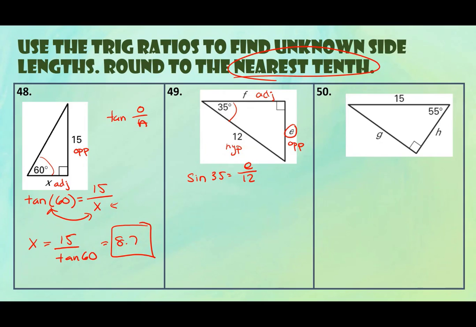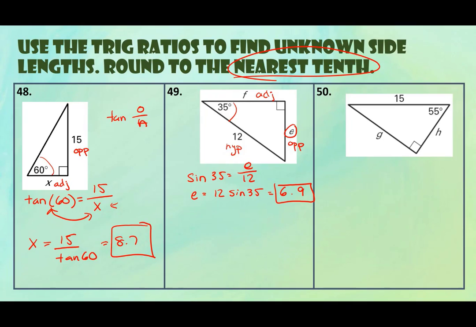Now, because the x is up high, and in this case the x is just the variable, we're going to multiply. So E is going to be equal to 12 times sine of 35, which you can put directly into your calculator to get 6.9.